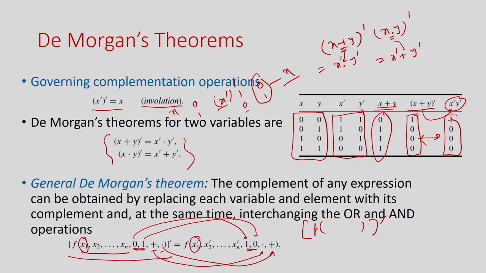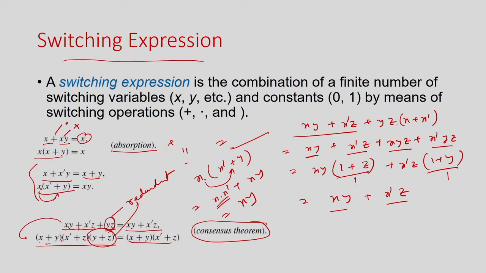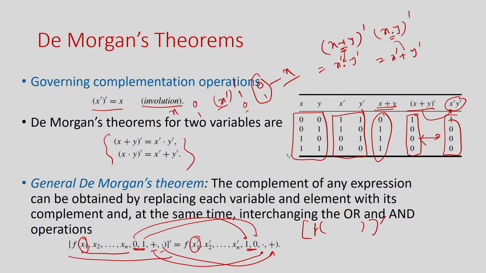So, now I will talk about switching function. We have seen switching expressions, right. If you take an expression, we have seen in a truth table that for all possible values of the variables, the expression will result in either 1 or 0. The way I have shown all those things here, right.